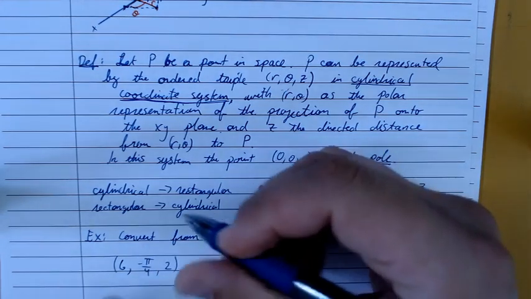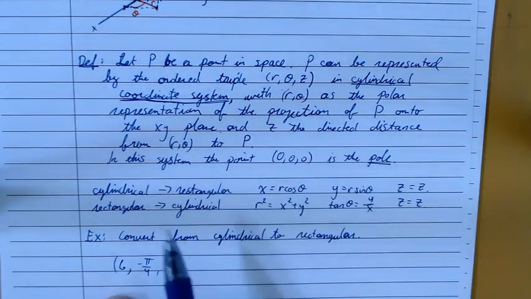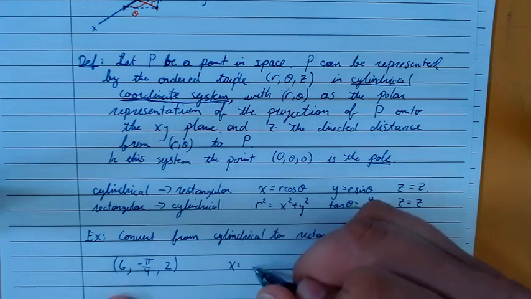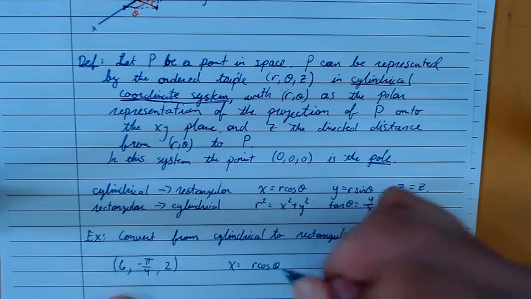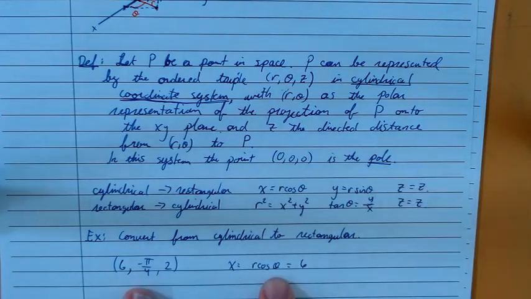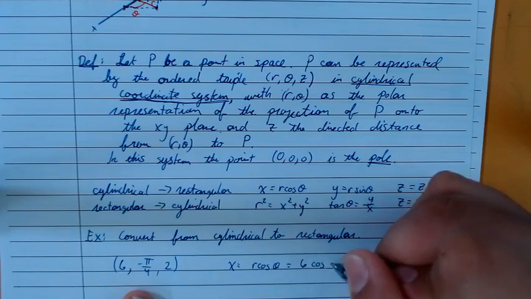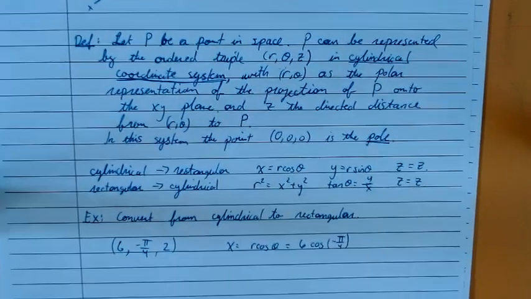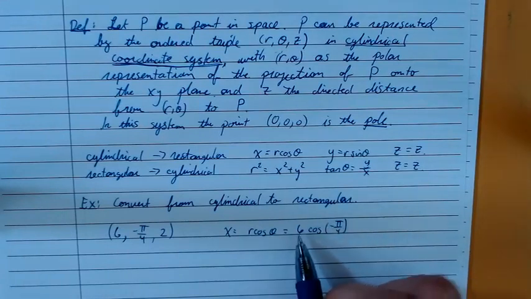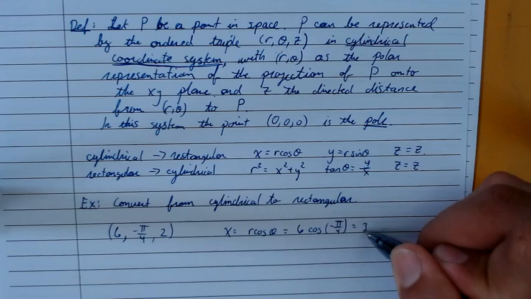All right. So here, to go from cylindrical to rectangular, you want to find your X. That's equal to R cosine of theta. R is 6. Theta is negative pi over 4. The cosine of negative pi over 4. Cosine is an even function, so that's the same as the cosine of positive pi over 4, which is root 2 over 2. Multiplied by that 6, that's going to be 3 root 2.